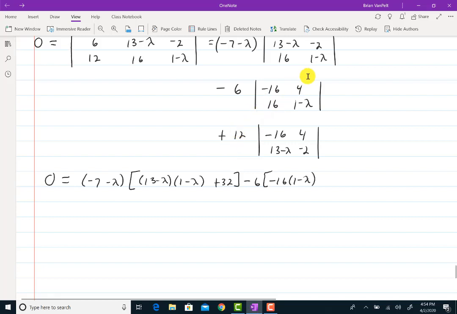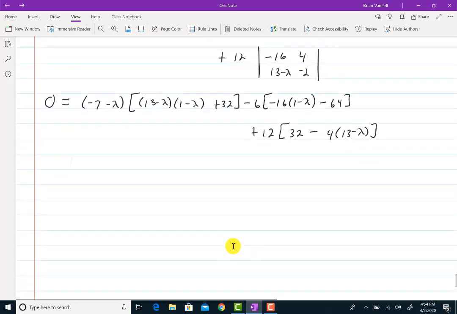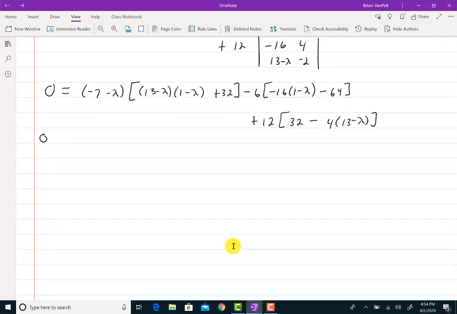And then we have -64. And then finally +12 times -16 times -2 is 32, minus 4 times 13 minus lambda. Now, is there some trick or something like this to multiply it out? No, it's just multiplying it out in a very painful and slow method where you FOIL everything that you can, distribute whatever else you need. So let's start with this up here.